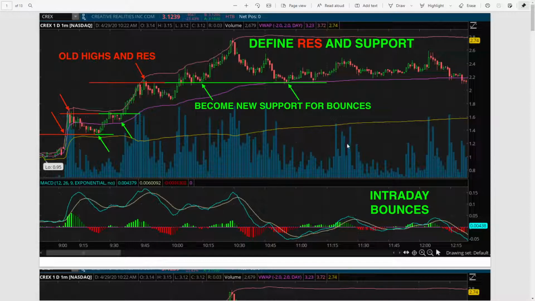So what have you been doing to be successful, team? What have we done from day one when you come into chat and you've learned from Deck? What have you done, day one learning from me? Learning defining resistance and support, right? Where old resistance equals new support. Old high of day becomes a bounce play off of it, and then even multiple times.